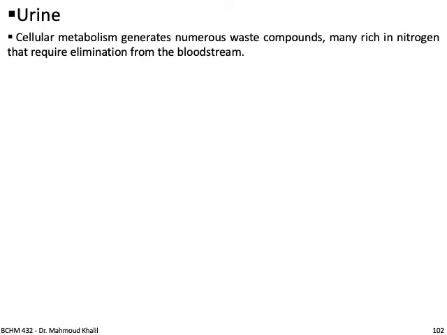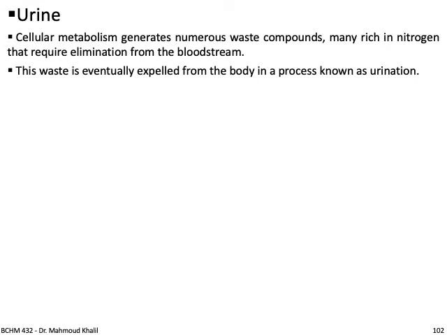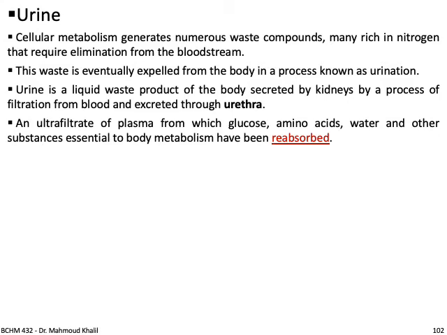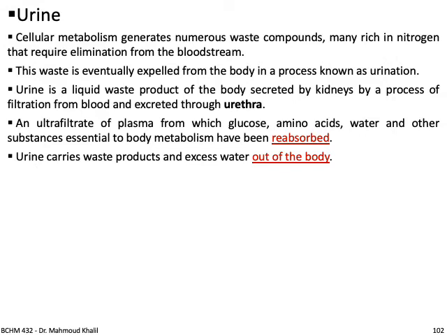Talking again about urine, it's a product of cellular metabolism. Any cellular metabolism generates numerous waste products and compounds, and these are rich in nitrogen and require elimination from the bloodstream. This waste is eventually expelled in the process of urination, and of course urine is a liquid that passes out of the body through the urethra. It is an ultrafiltrate of plasma from which glucose, amino acids, and all these compounds that are essential to body metabolism are again reabsorbed.